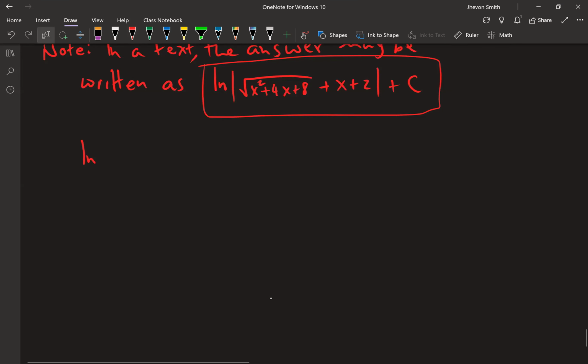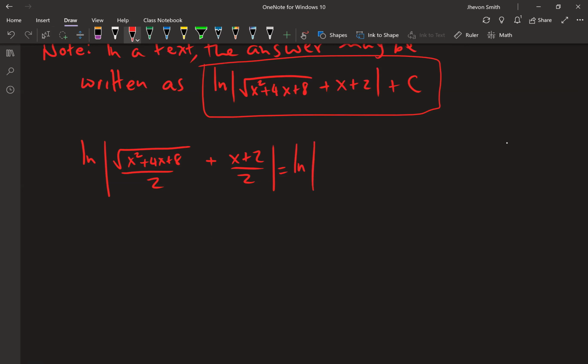So if you have ln of x squared plus 4x plus 8 plus x plus 2 all over 2, this is over 2. Okay, so both have the same denominator. What does that mean? Well, you can add them, but you can't add the halves. You can add the two fractions and put everything over 2. And what does that allow you to do?